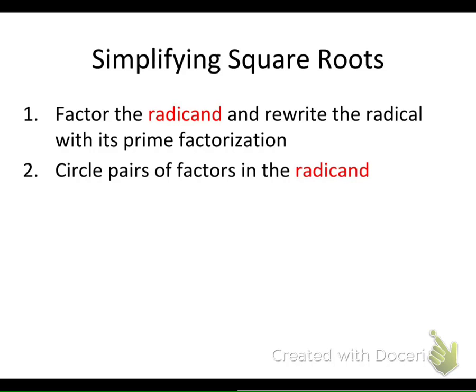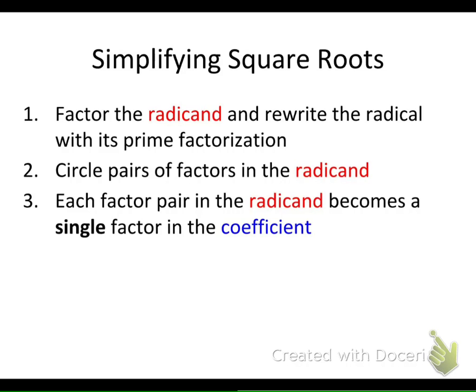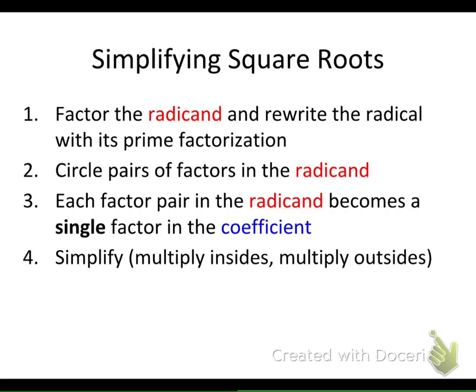Step 2. You guys have done this already. Circle your pairs of factors in the radicand. Step 3. Each factor pair in the radicand becomes a single factor in the coefficient. And step 4. When I say simplify, what I'm talking about, multiply your insides, your radicands, and multiply your outsides, your coefficients.